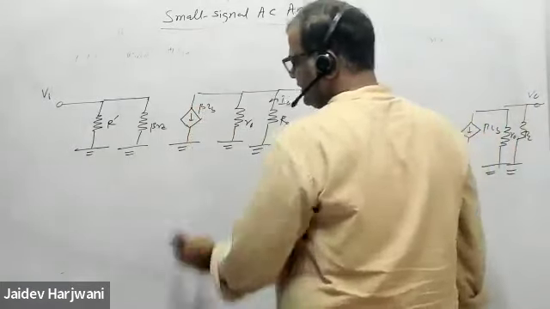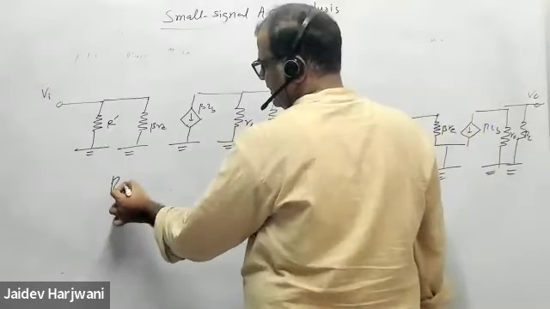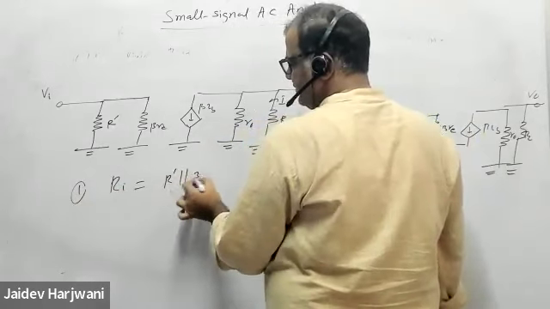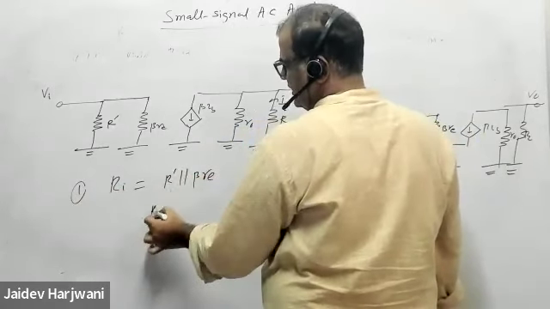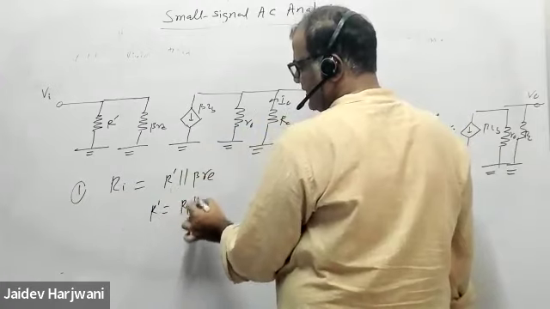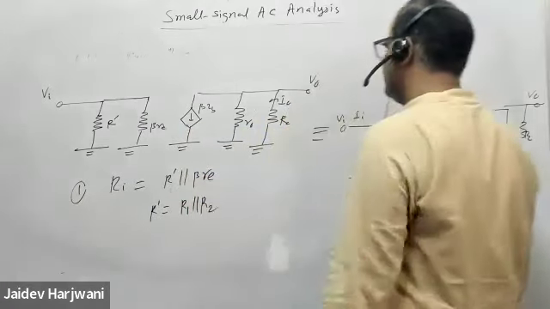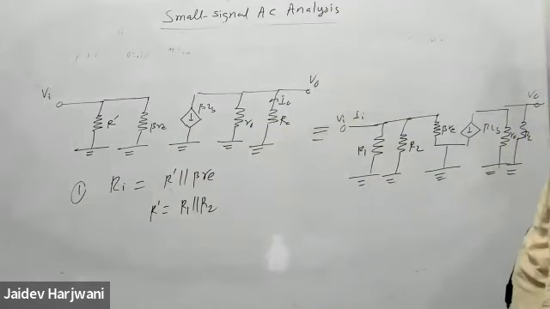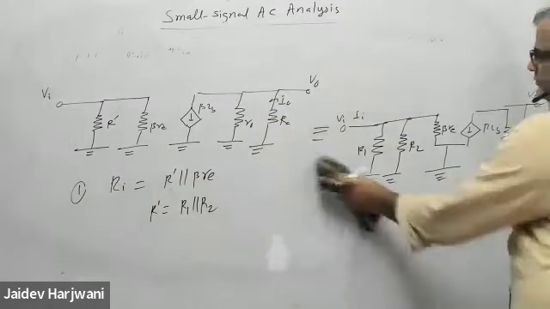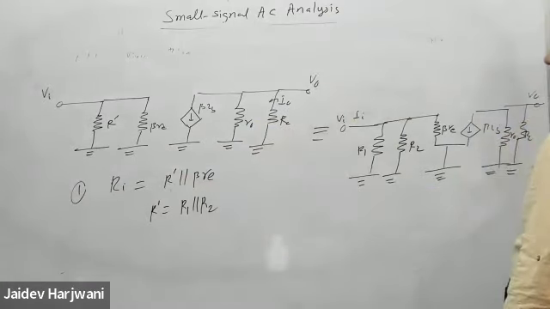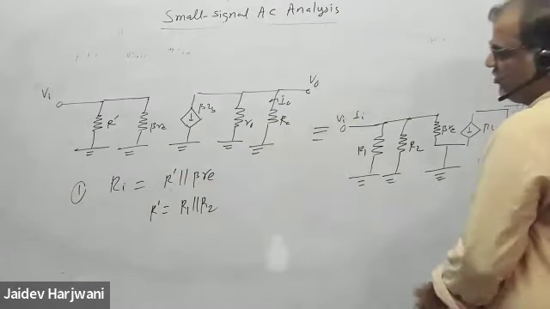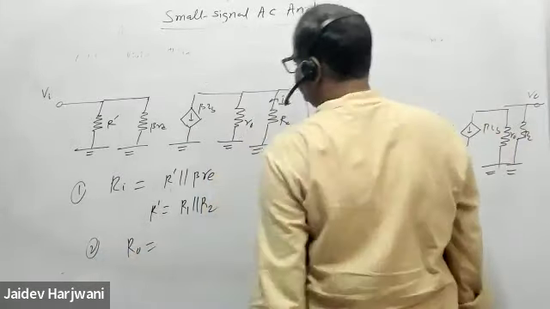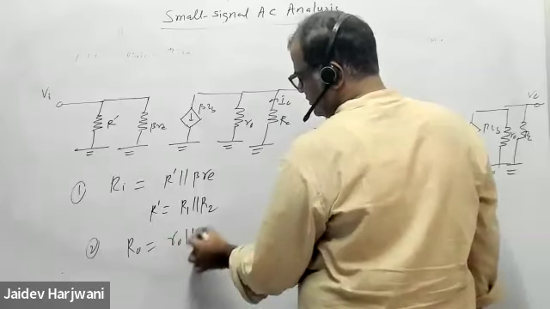Again, you want input resistance Ri, that will be R dash parallel to beta Re. R dash is R1 parallel to R2. The R0 formula will not change. R0 will be the same, R0 parallel to RC.